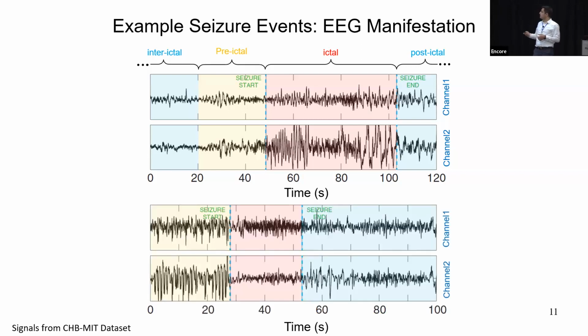If you look at another example of EEG signals during a seizure event, we can see that the seizure manifestation in EEG is very different between 2 different channels or between 2 different patients. That's one of the reasons that seizure detection is generally a challenging task.